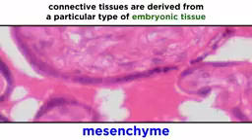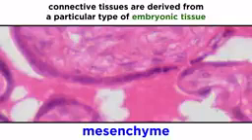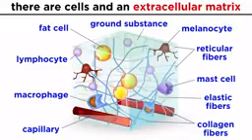They are all derived from a particular type of embryonic tissue called mesenchyme, and they are comprised not just of cells, but also of an extensive extracellular matrix. This matrix is what makes this type of tissue so good at withstanding lots of force or tension. Let's go over the main components of connective tissue now.